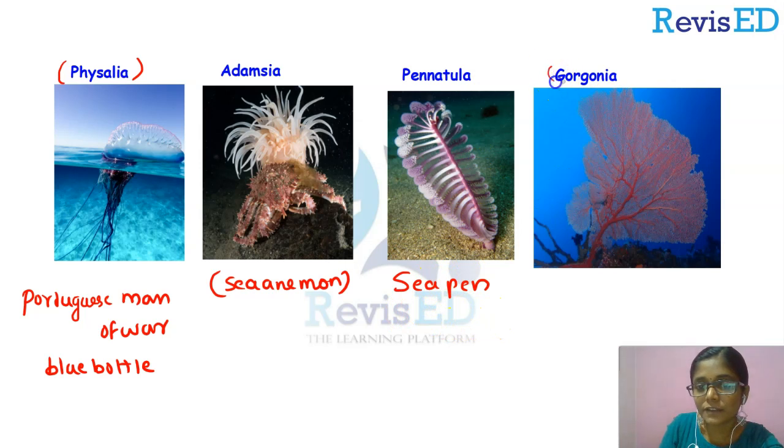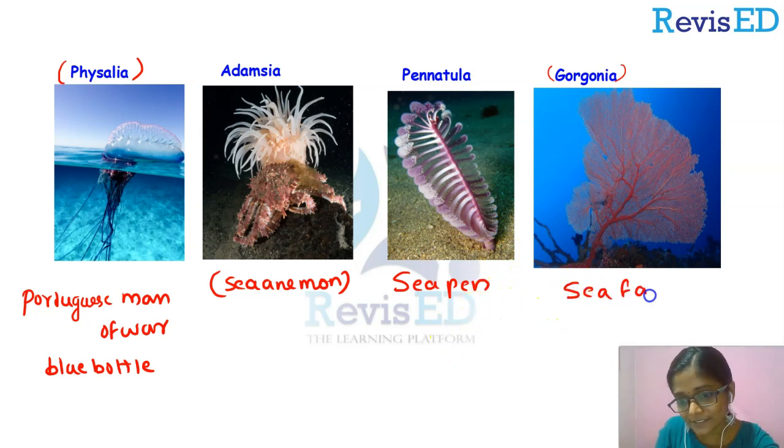Now going to the final example, which is Gorgonia, and from this picture, can you guess the common name of this animal? Yeah, they are called sea fans. They are called sea fans. So in this group, each and every animal resembles a structure. From that, they got their common names.